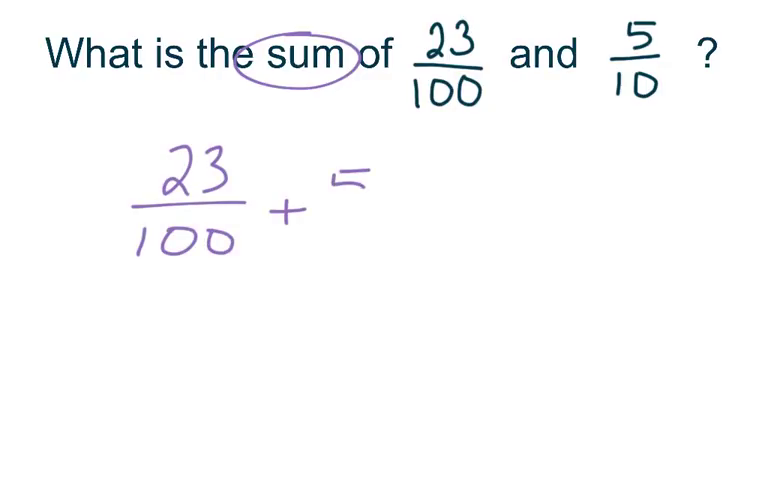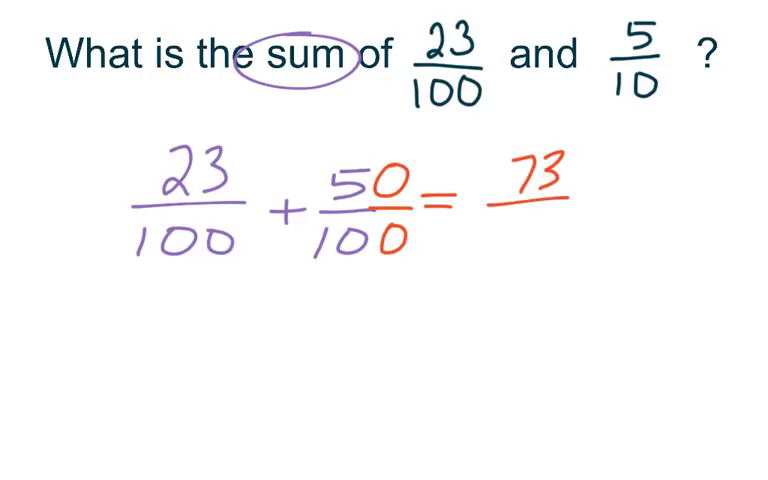plus 5 tenths. Notice that the denominators are not the same. We can't add until those denominators are the same, so make sure your denominators are the same before you add. When we add, we're going to have to turn this to 50 hundredths, and then we go ahead and we add, and we get 73 hundredths as our sum, or the answer to the addition problem.